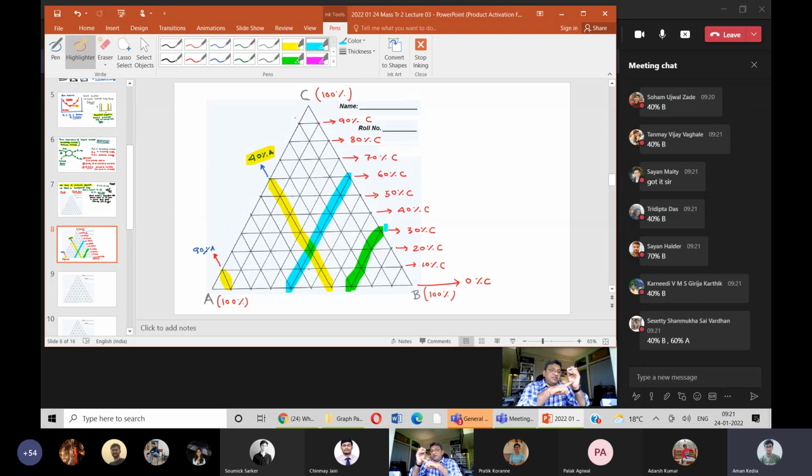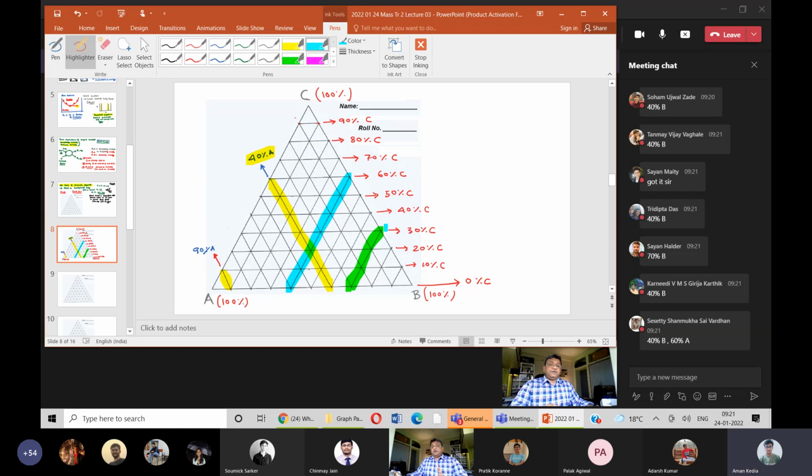No, Sai Vardhan, you are wrong. That line is only 40% B. It is not the 60% A line. Sorry. Get your concept corrected. When I asked for that blue colored line, it is only 40% B, not 60% A. You are wrong, because you are now talking about a ternary system. Vardhan, hold on. So is it clear? Shayan Maiti, are you now clear? Who made that mistake? 30% B?